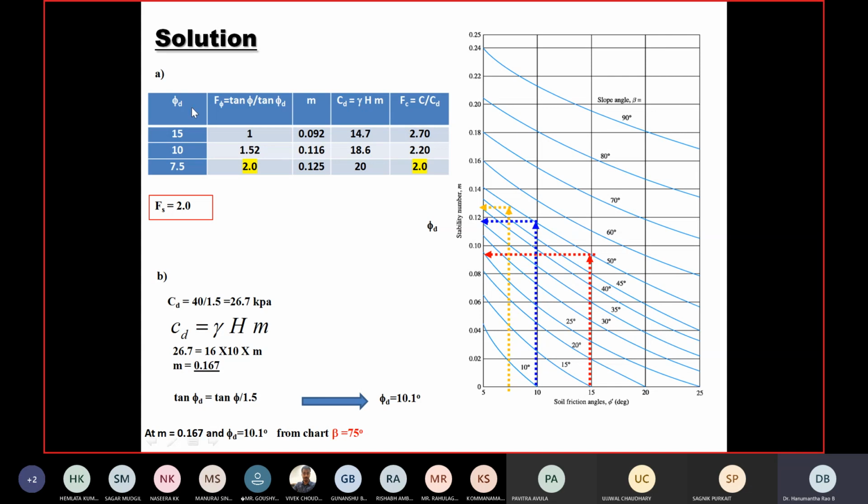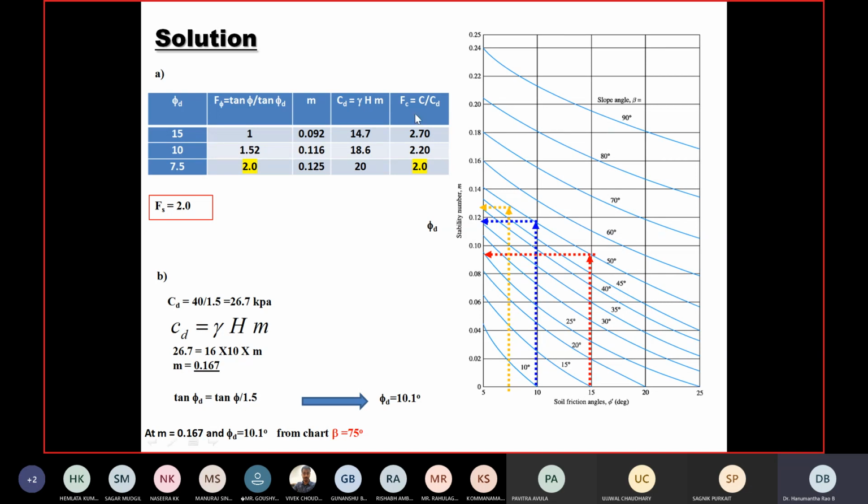Initially it was assumed as 15, so in fact I decreased it. Again I assumed 10. So phi d is 10, and corresponding to phi d of 10 and beta of 50, again pick up the value of m, which is picked up from the stability chart as 0.116. We know the fundamental equation c d equals gamma H into m.